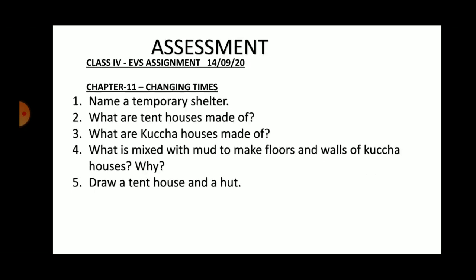So children, today write down the answers of these questions. Number 1. Name a temporary shelter. Number 2. What are tent houses made of? Number 3. What are kacha houses made of? Question number 4. What is mixed with mud to make floors and walls of kacha houses? Why? Question number 5. Draw a tent house and a hut. Children, write down the answers of these questions in your notebook and learn the answers with their spellings.